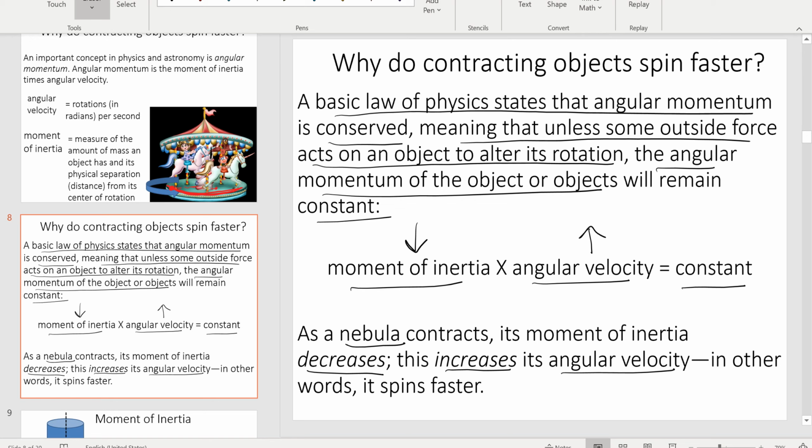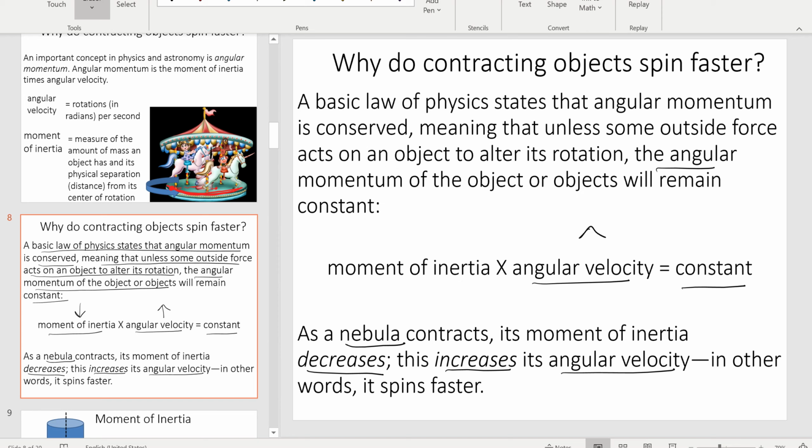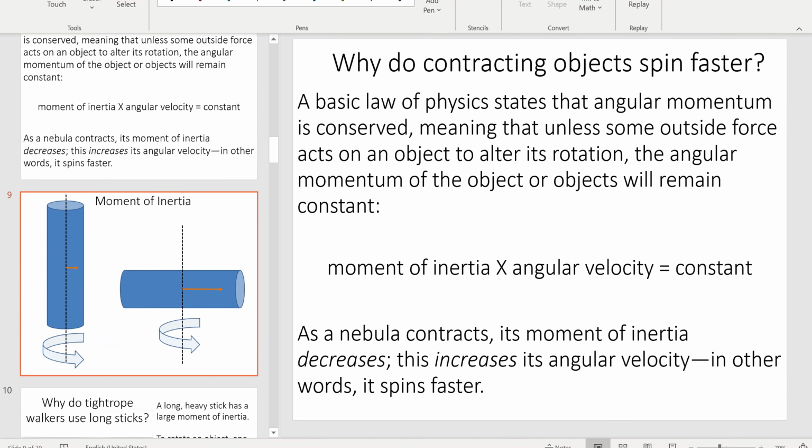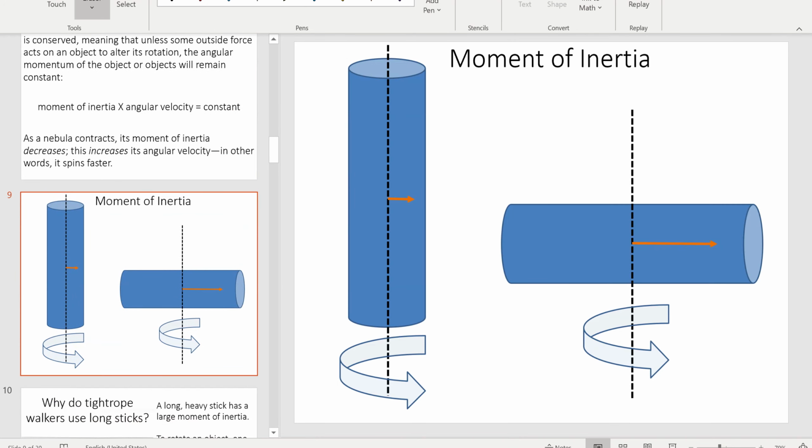Now let's talk about why the moment of inertia of a contracting nebula, generally speaking any contracting object, will go down. What's the idea behind that? The basic idea is that if you have an object which is contracting, the mass stays the same, but the distance between the molecules and the center of rotation will decrease.